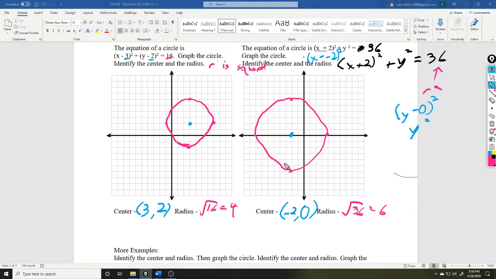So now we're working backwards here. I'm giving you the equation, and from that equation, we're figuring out what the center and the radius had to be, and then we're putting that on the graph. Put in our center, use the radius as our distance.